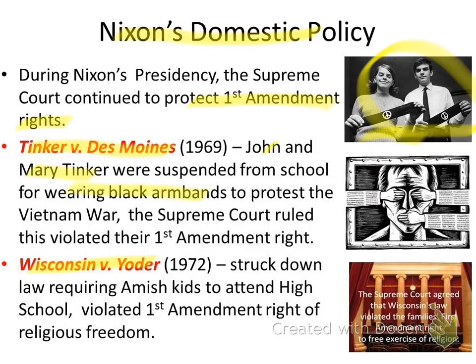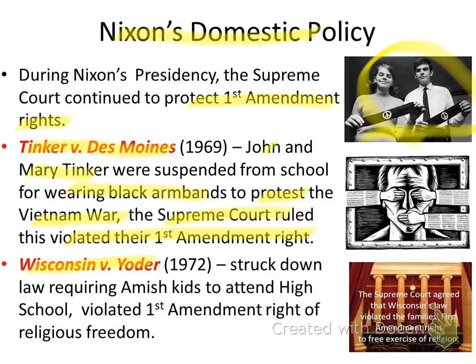John and Mary were suspended from school for wearing these black armbands to protest the Vietnam War. And again, wearing that armband is a sign of either mourning or protest. The Supreme Court ruled that the school ordering them to take those armbands off was a violation of their First Amendment rights, freedom of speech.